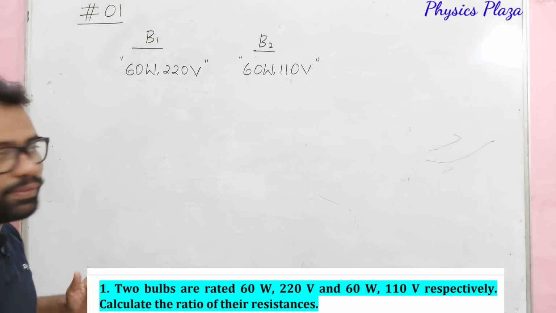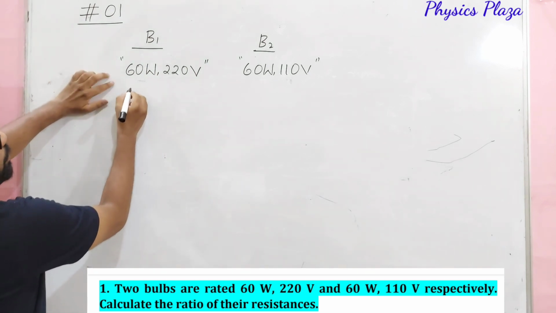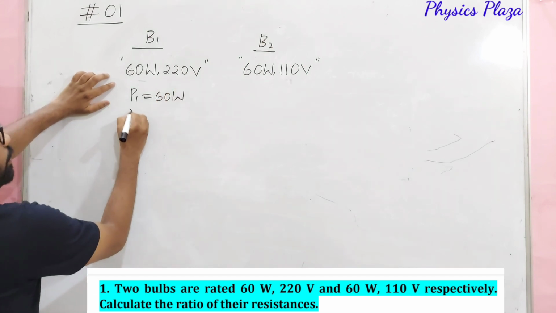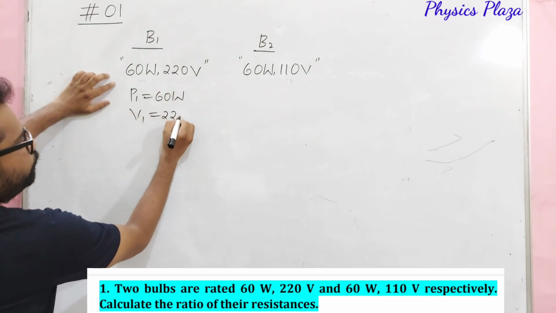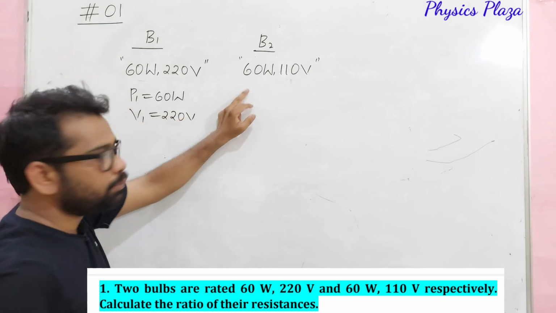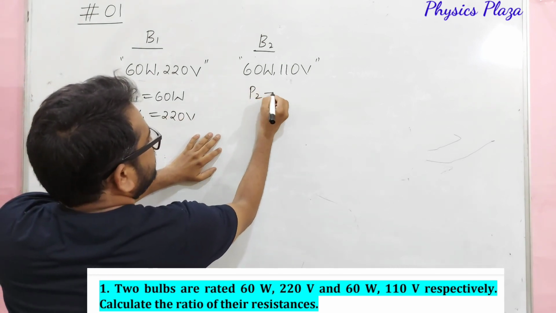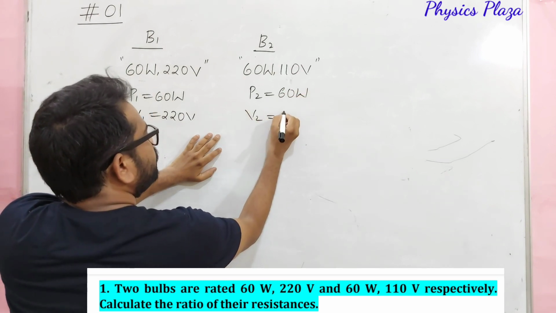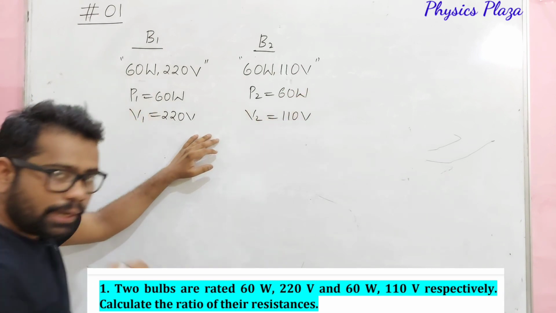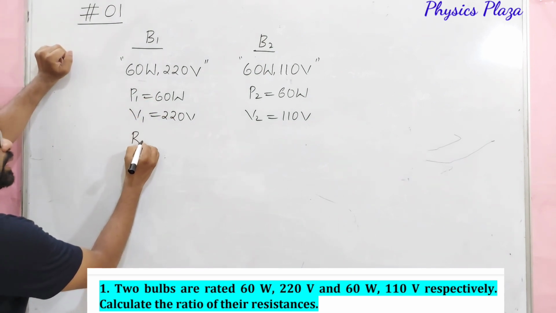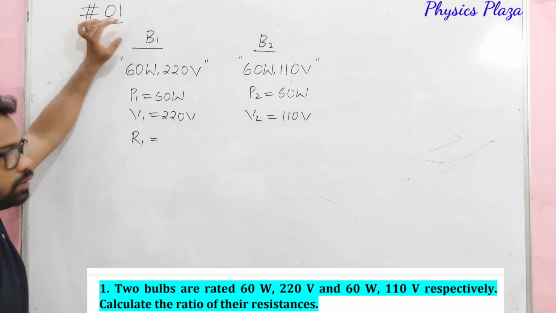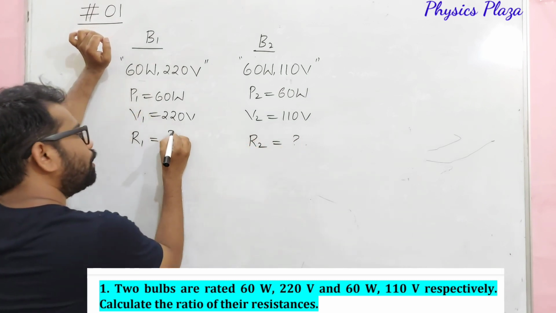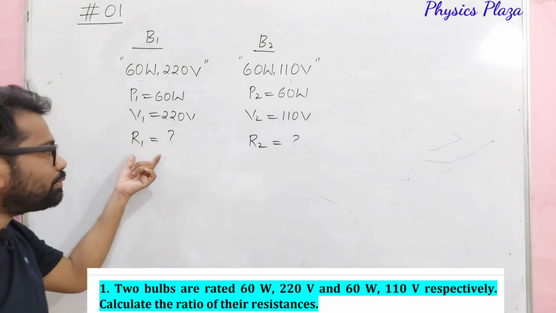First let us write what is actually given. According to this data, P1 is equal to 60 watt, V1 is equal to 220 volt, whereas for the second bulb the power is 60 watt and the potential difference is 110 volt. Let R1 be the resistance of bulb B1, whereas R2 is the resistance of bulb B2. Now they are asking us to compare R1 and R2.